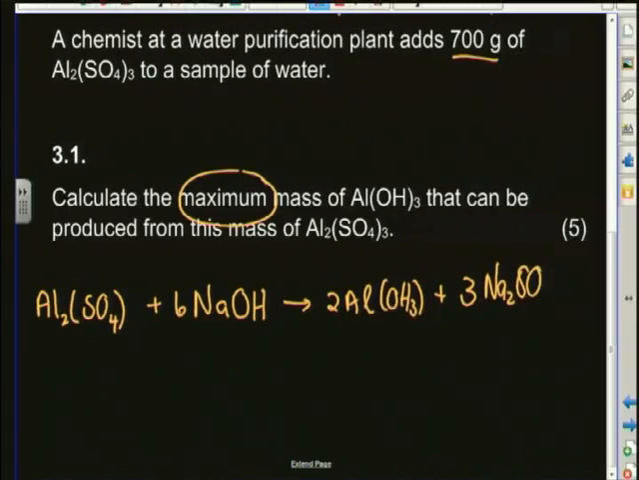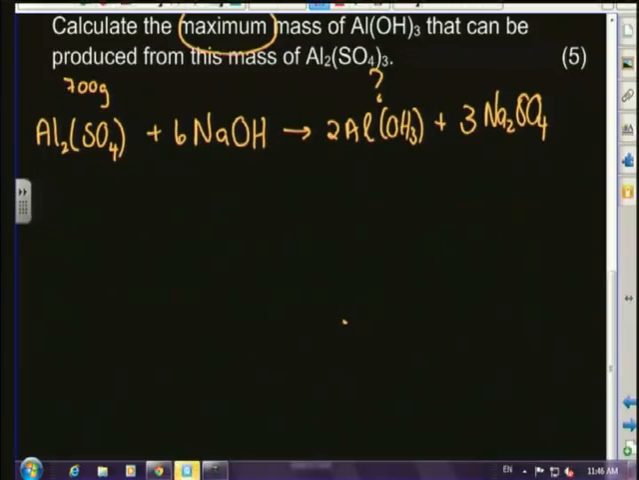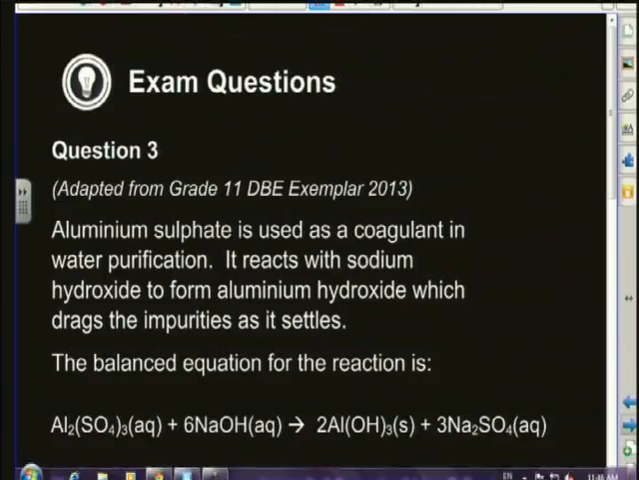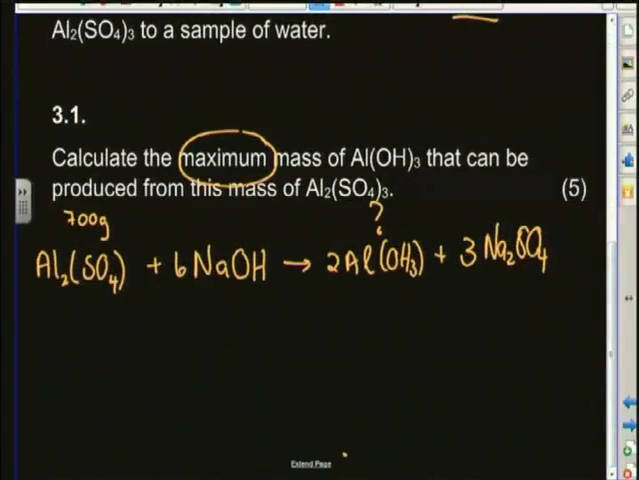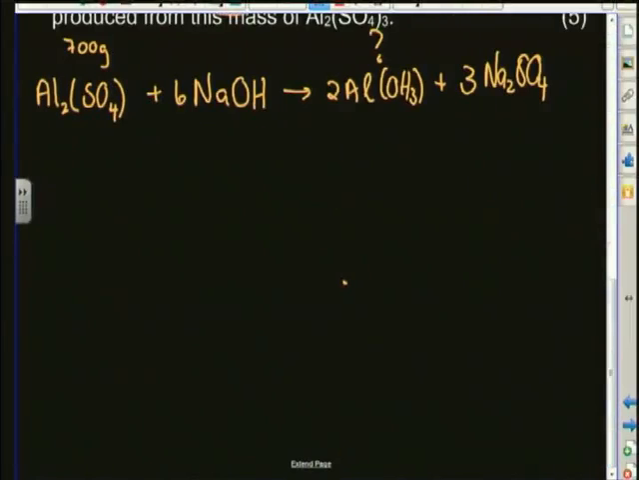Now, they said to us that we have 700 grams. So I'm using 700 grams of the aluminium sulfate, and they want to know how much aluminium hydroxide I'm going to get. So always important not to push the wrong buttons, grade 12s. All right, so we need to have the ratio, so it's 1 to 6 to 2 to 3, but actually only the 1 and the 2 are important because those are the ones we're working with.